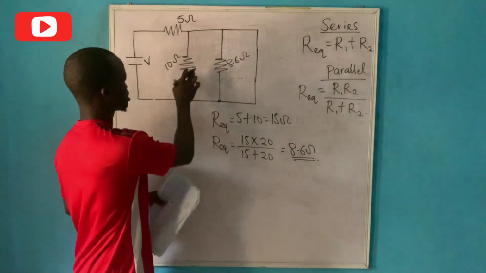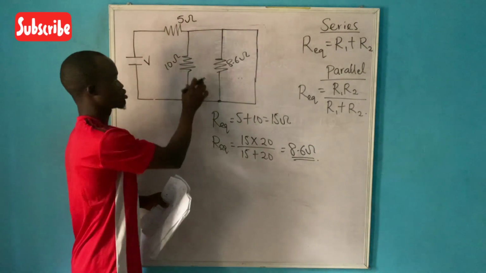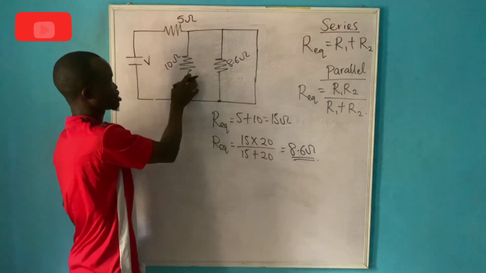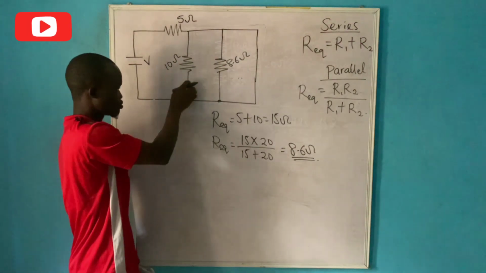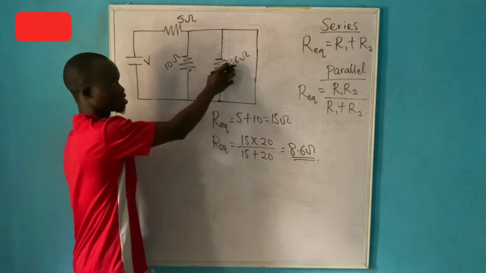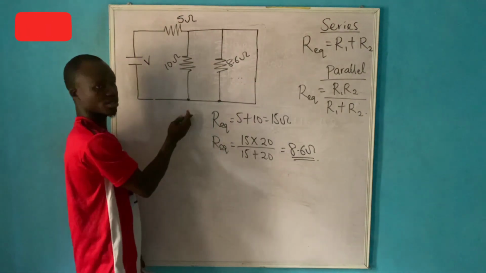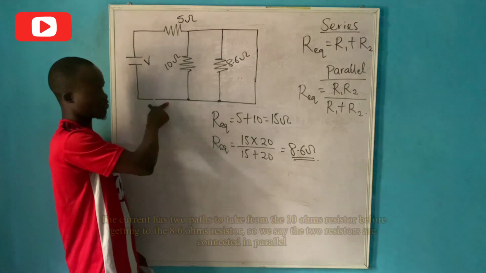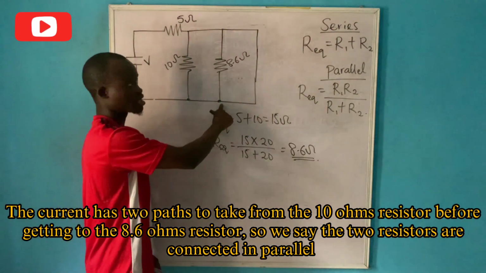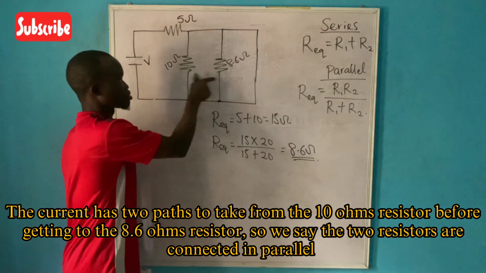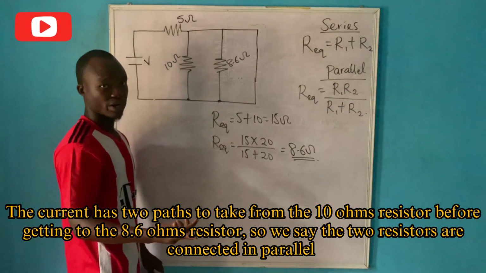So now let's consider these 2 resistors now. These 2 resistors are also connected in parallel. Why? Because when current enters into this 10 ohm resistor and the current is to flow, for the current to get to this 8.6 ohm, the current has some other paths to take here. Some of the currents can move like this and some of the currents can move like this before getting to the 8.6 ohms. So now we say that these 2 resistors are connected in parallel as well.